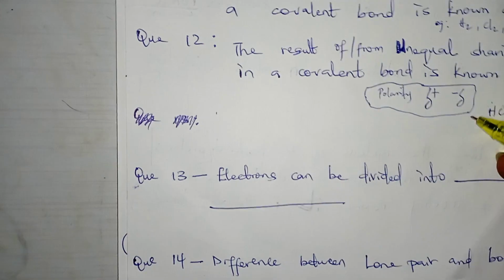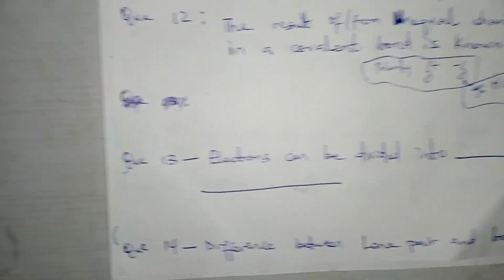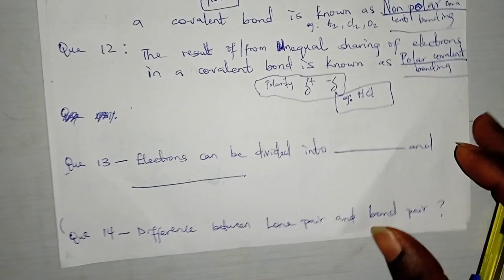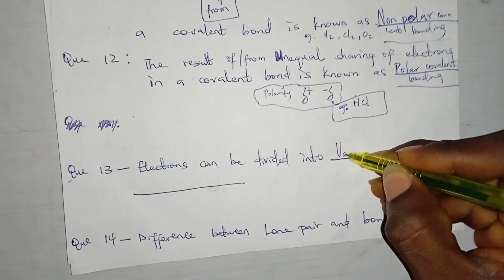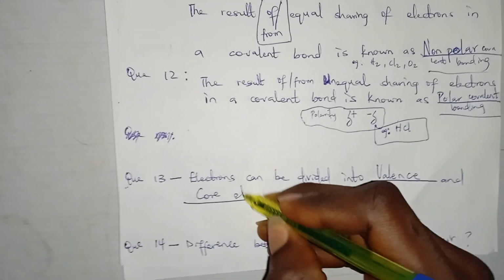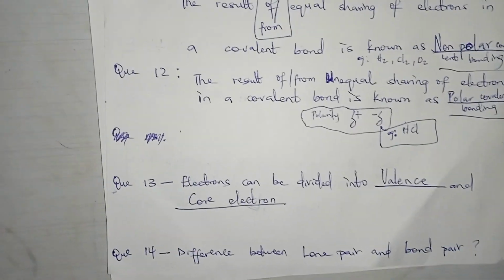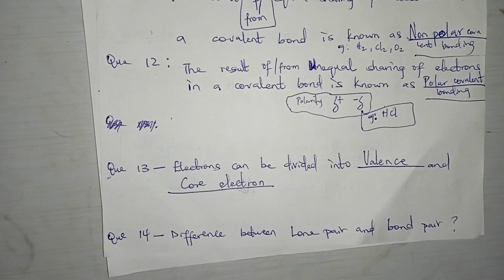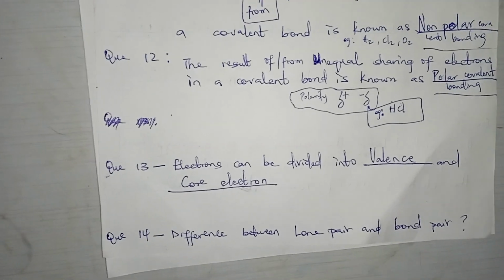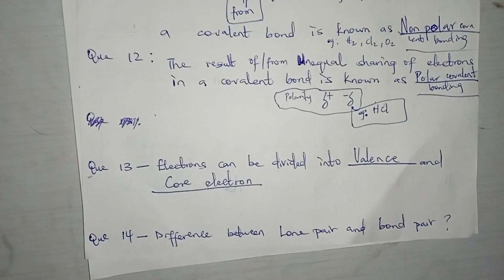Now let's move to the next question. Electrons can be divided into dash and dash. So electrons can be divided into valence electrons and core electrons. Make no mistake about this. Don't confuse this with bond pair or lone pair.